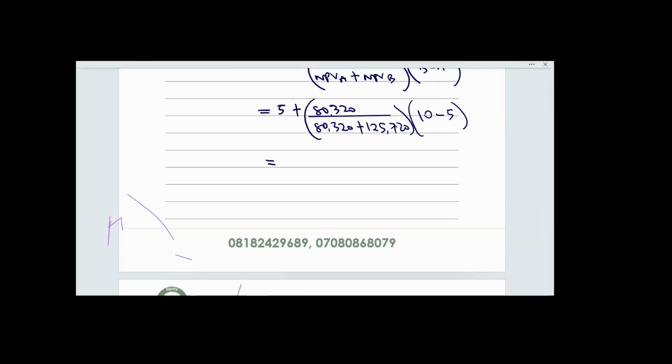I want to see who has a magic hand or magic finger. Yes? 6.95. 6.95%. So approximately, the cost of redeemable preference share is 7%. The cost of redeemable preference share is approximately 7%.